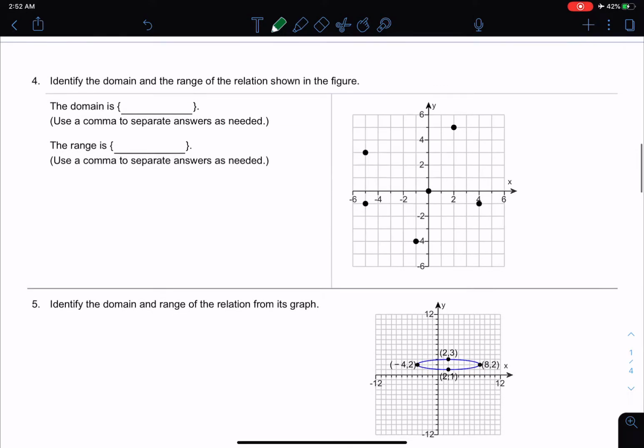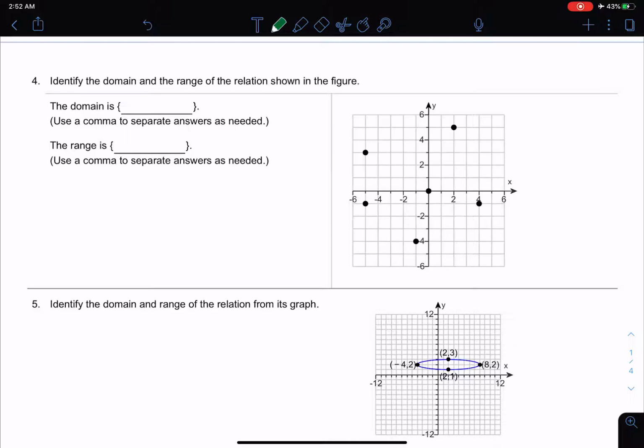Next problem, number 4. Looks like this homework set's going to go faster. I think we kind of need that at this point. Identify the domain and range of the relation shown in the figure. So a relation also could be shown on a graph, right? Because it shows a relationship or a correlation between x and y, or input and output.